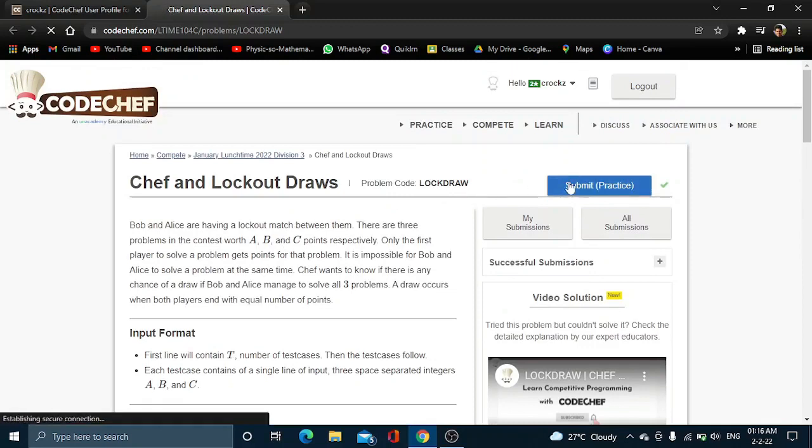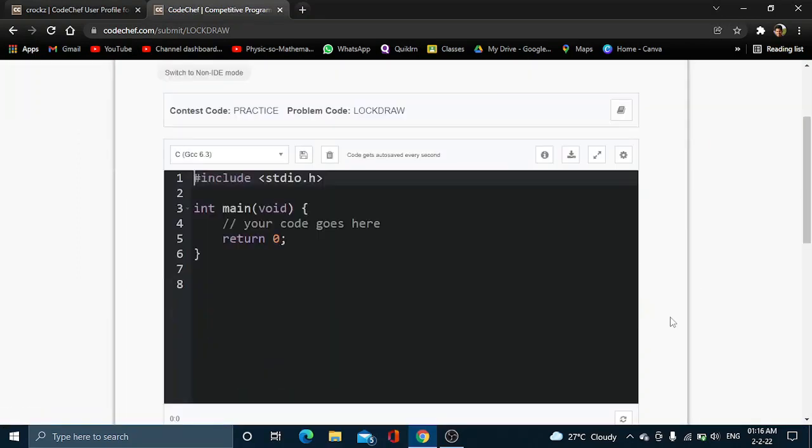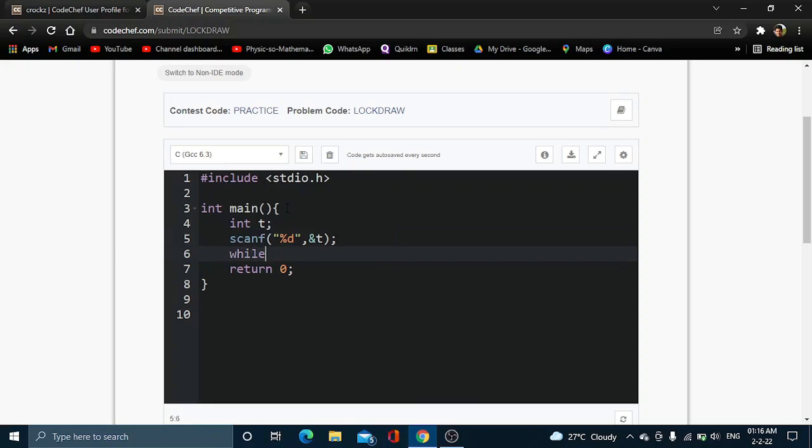So let me write the code now. For writing the code, I'll be writing in C language. So the first line should include the number of test cases. I'll be writing T and taking the value of T, ampersand T. Now I'll run a while loop. The reason I'm running it is for the test cases.